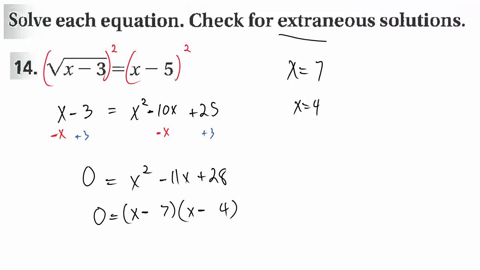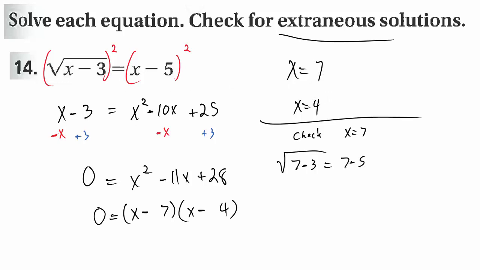Now, the instructions said check for extraneous solutions. So they say the answers are 7 and 4, but let's see if both of these really are solutions. If I plug in the 7 in place of the x, and it gives me the same thing on both sides, then that means it's a solution. So this is square root of 4. The square root of 4 is 2. That checks out. 7 minus 5 is also 2. Okay, so 7 is definitely a solution.